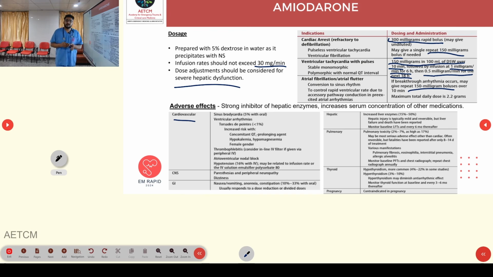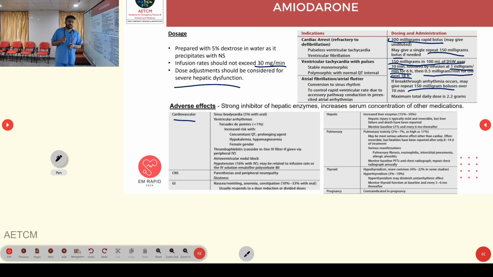It can also cause thrombophlebitis if given by peripheral line. So we'll have to put either an extra line via the EJV or by IJV, and it also can cause blocks as well, AV nodal blocks, and it can cause hypertension if we give it at a faster infusion rate. And in CNS side effects, it's mainly paresthesias and peripheral neuropathies, dizziness. GI side effects are nausea, vomiting, anorexia, constipation, and it responds to dose reduction.